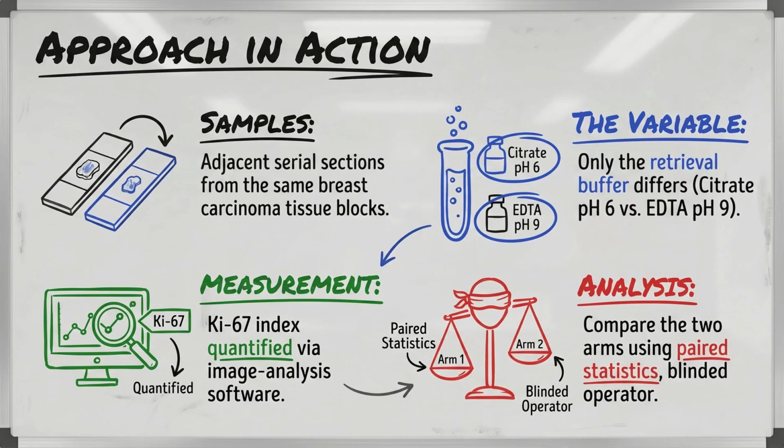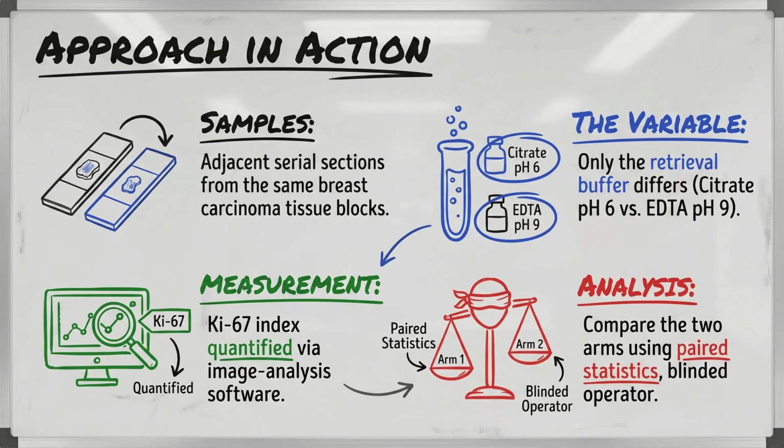Let's see this approach in action with a histotechnology example. If your question is about the optimal pH for antigen retrieval, your approach would detail the specific pH values you'll test. You'd also specify the type of tissue, the antibody, and the detection system. This example shows how a clear question leads directly to a focused methodology.